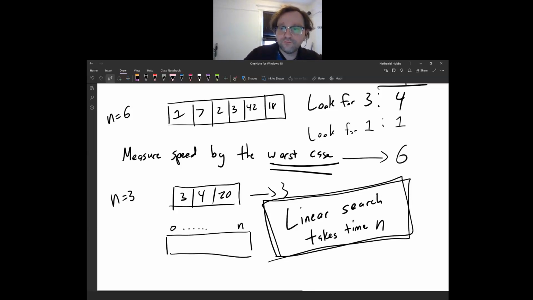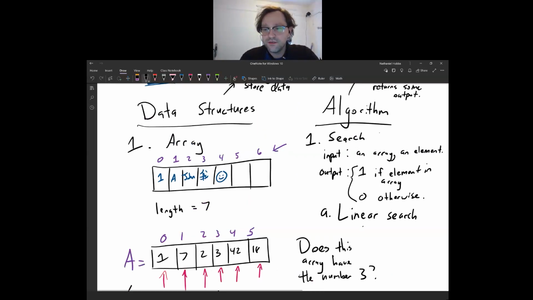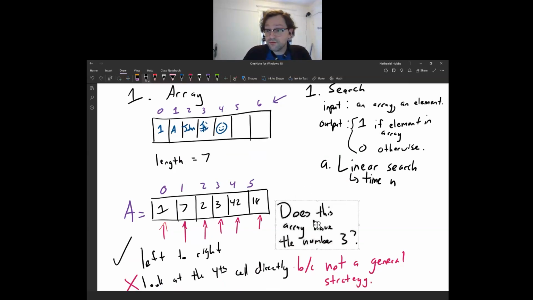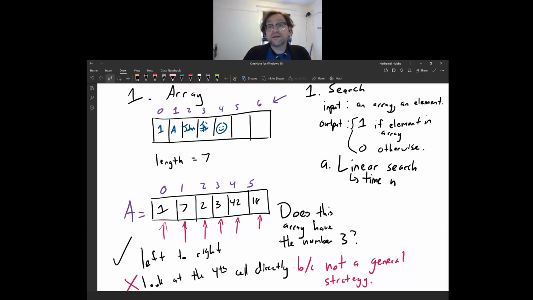So this is linear search. Let me write this up here. Linear search, time n. Move this a little bit, give myself some room. Okay. Now, let me just ask openly: besides a linear search, can you guys think of any other search algorithms?